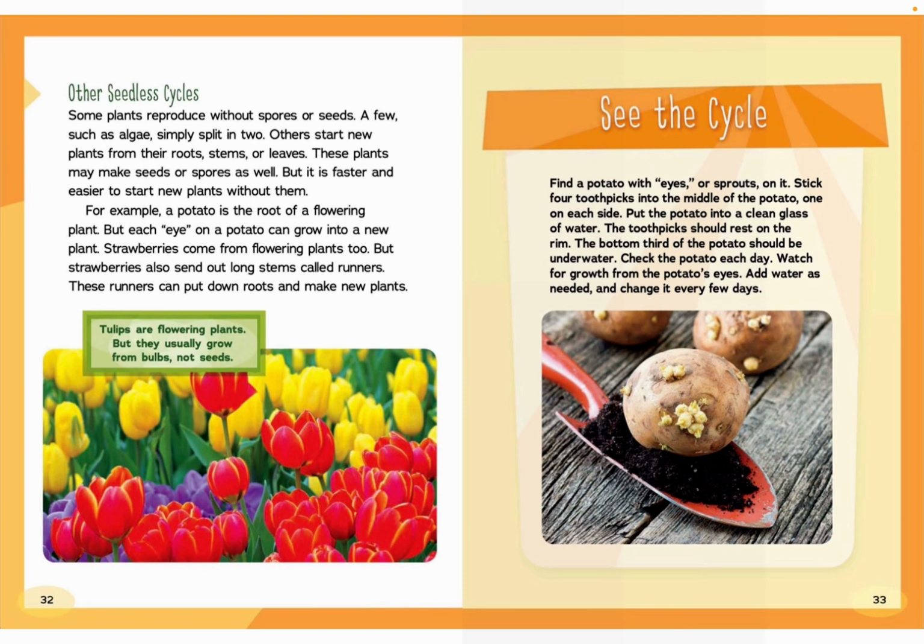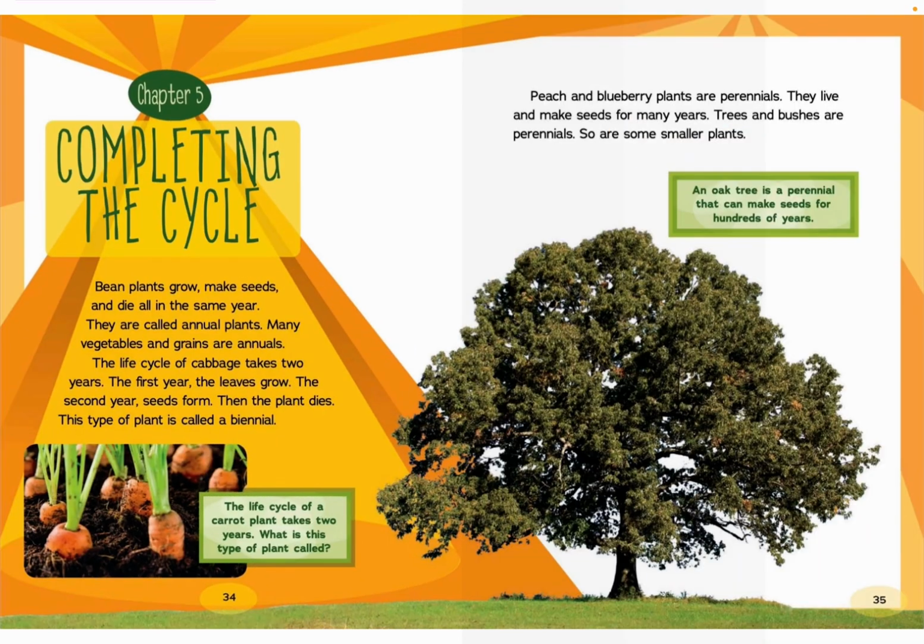Find a potato with eyes or sprouts on it. Stick four toothpicks into the middle of the potato, one on each side. Put the potato into a clean glass of water. The toothpicks should rest on the rim. The bottom third of the potato should be underwater. Check the potato each day. Watch for growth from the potato eye. Add water as needed. Change it every few days.